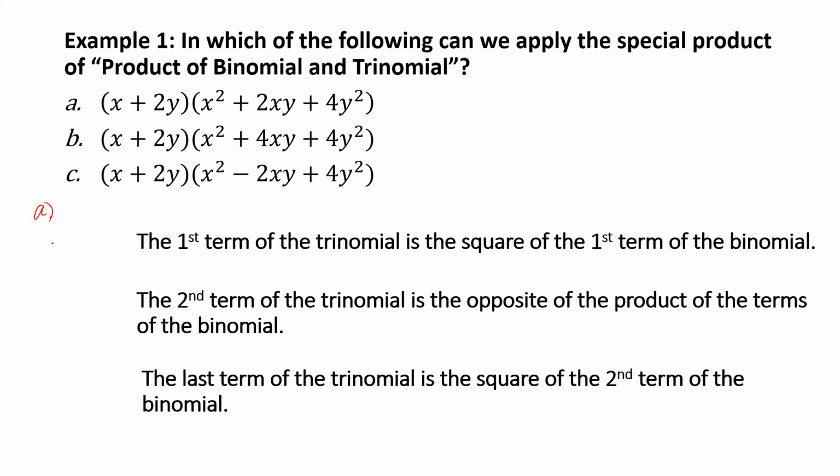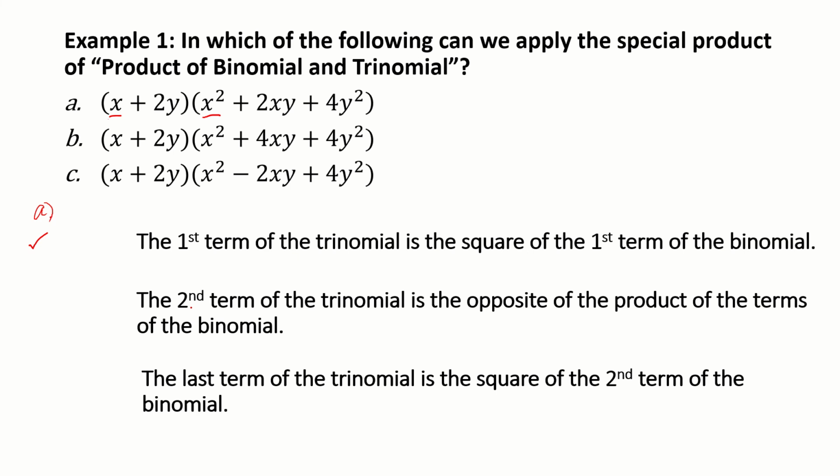Okay. First thing that we have to check would be the first term. The first term must be the square of the first term of the binomial. The first term of the binomial is x, and the square of the first term is x squared, which is the first term of the trinomial. So that's correct.